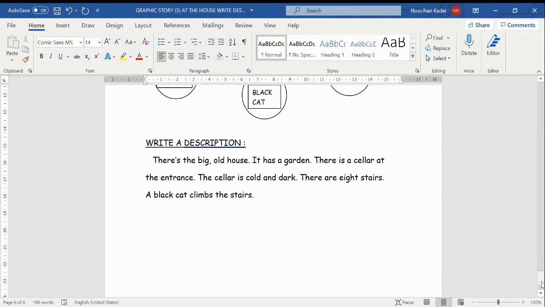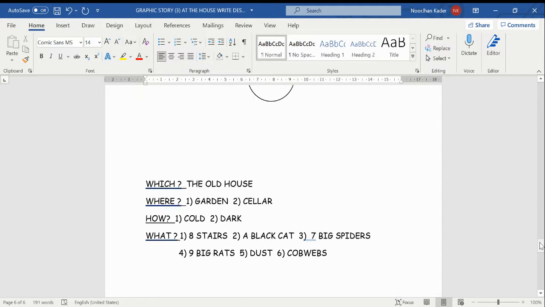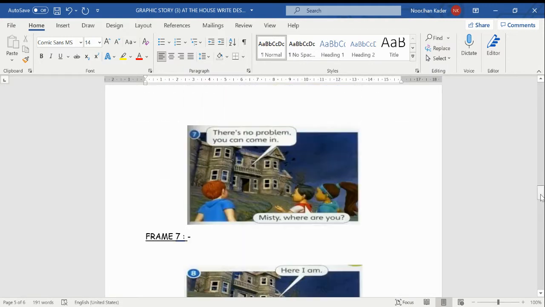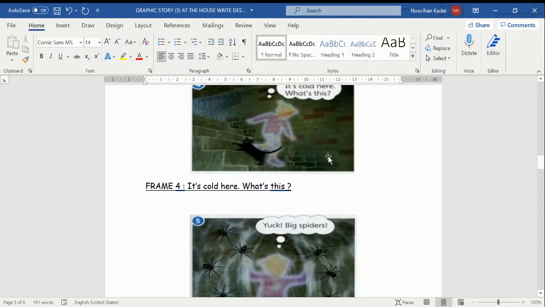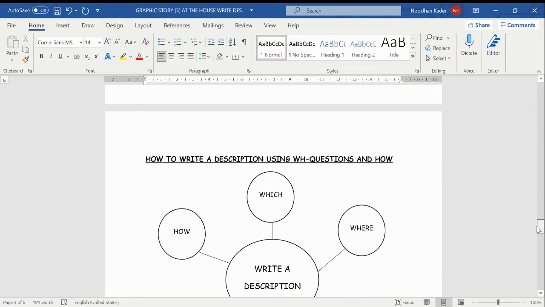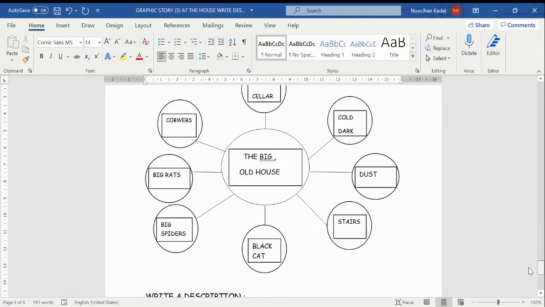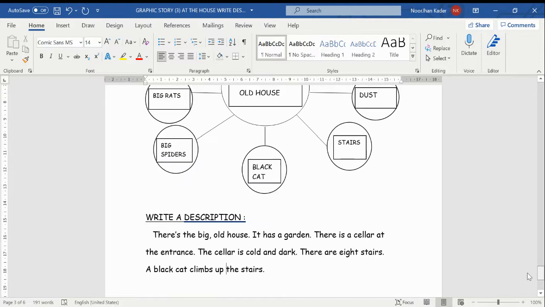Let's see. There's the big old house. It has a garden. There is a cellar at the entrance. The cellar is cold and dark. There are eight stairs. So what you can see inside the cellar, a black cat climbs up the stairs. It's not going down. You see, it's climbing up the stairs.